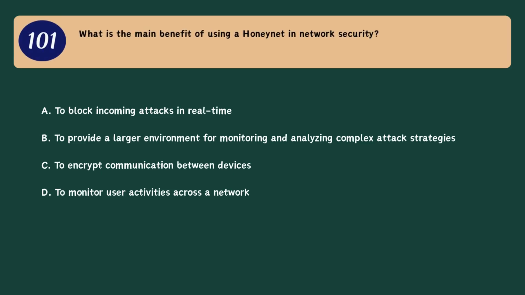Question 101. What is the main benefit of using a honeynet in network security? A. To block incoming attacks in real time. B. To provide a larger environment for monitoring and analyzing complex attack strategies. C. To encrypt communication between devices. D. To monitor user activities across a network.